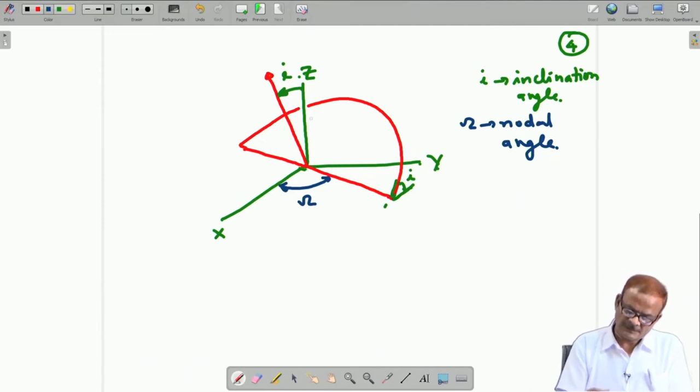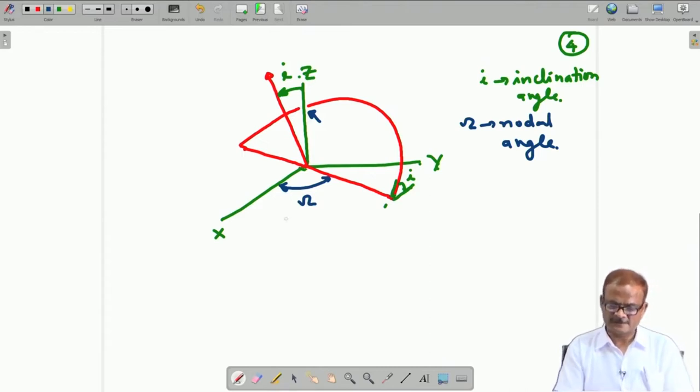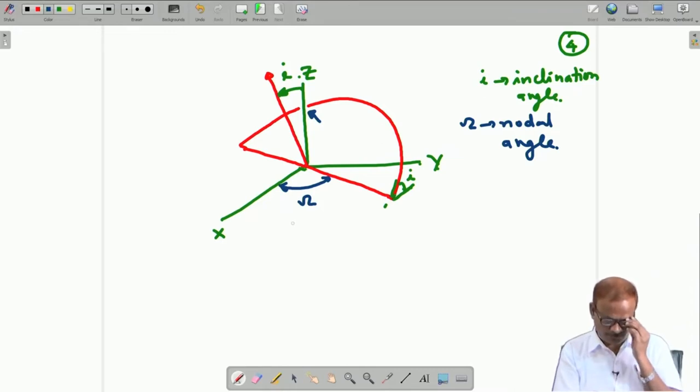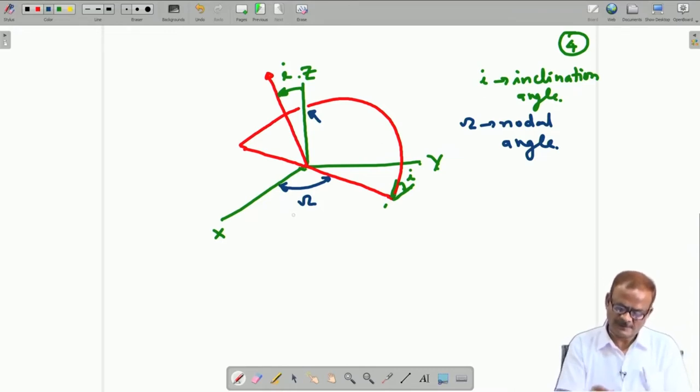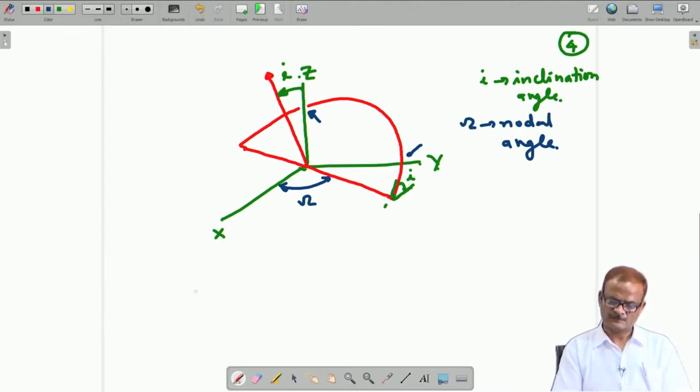And just keep in mind that I have kept this red line broken in this place. That means the red line is going on the back side of the vertical axis, which is the z axis, in this direction. I have done this purposefully, and here the y axis is lying below the red line.